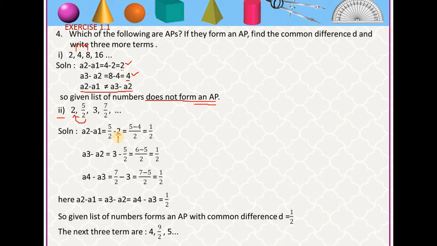So you subtract 5 by 2 minus 2. You take the LCM of the denominators. LCM of the denominators 2 and 1 is 2. 2 1s are 2, 1 5s are 5 minus 1 2s are 2, 2 2s are 4. So 5 minus 4 is 1, 1 by 2.